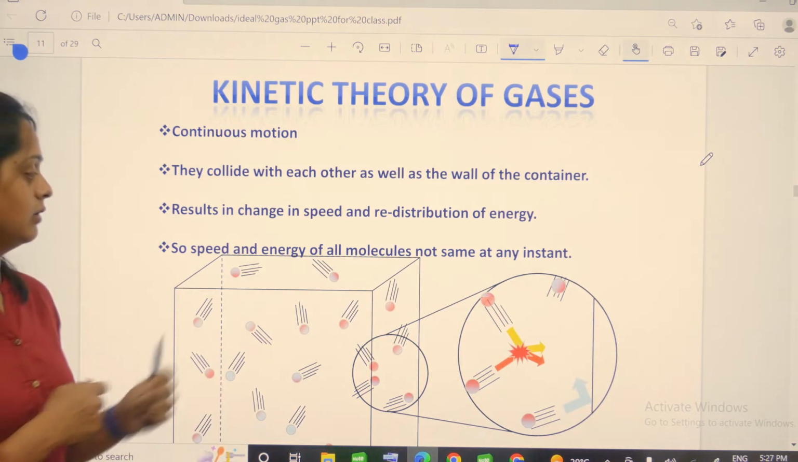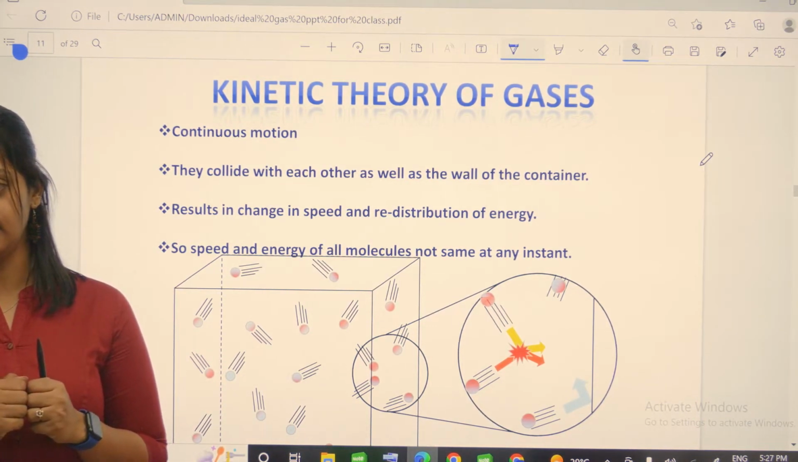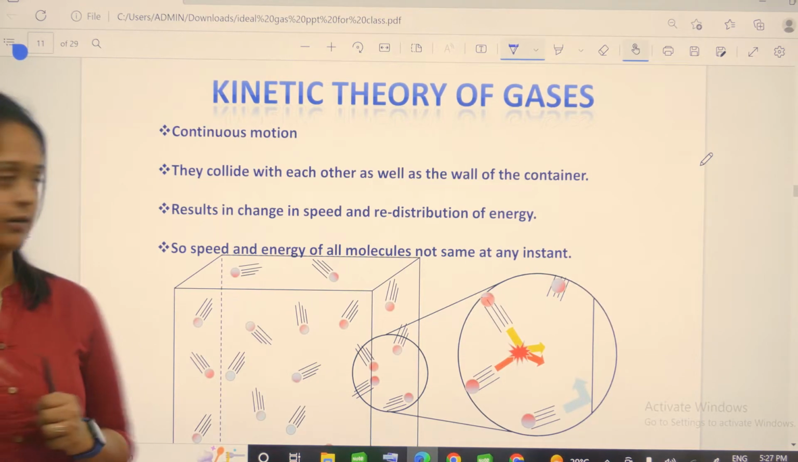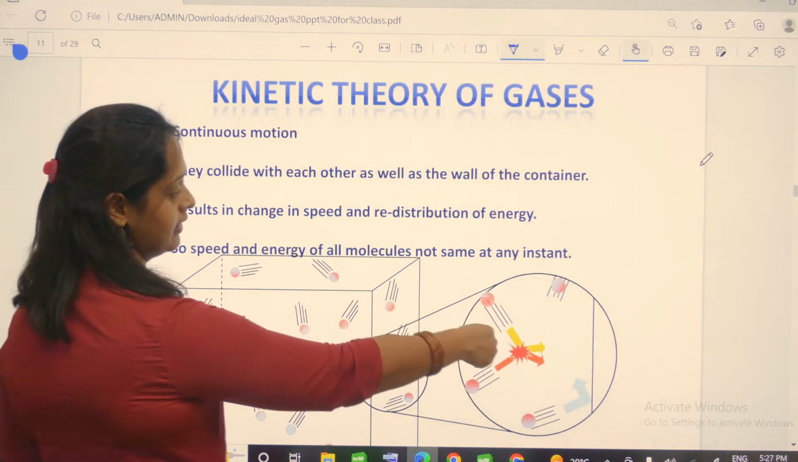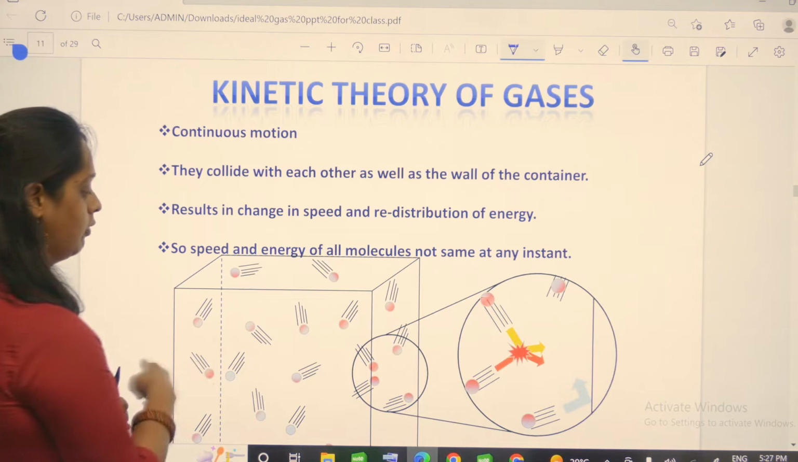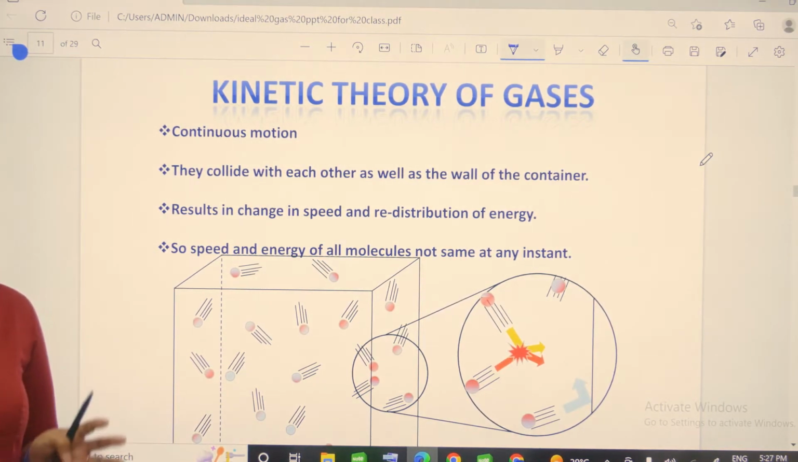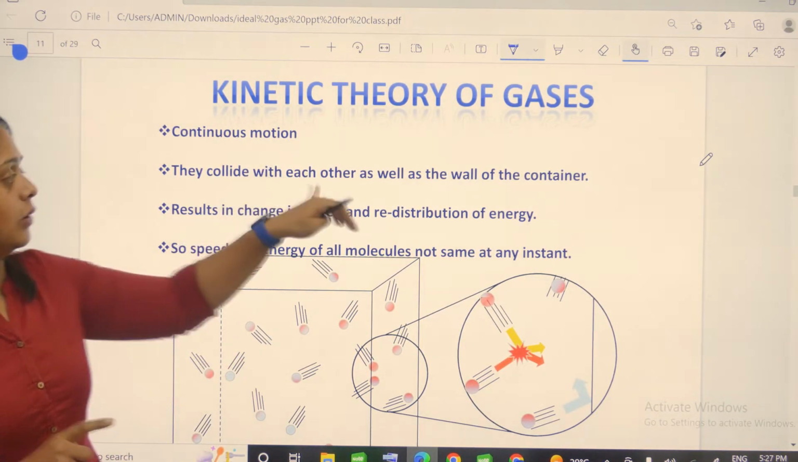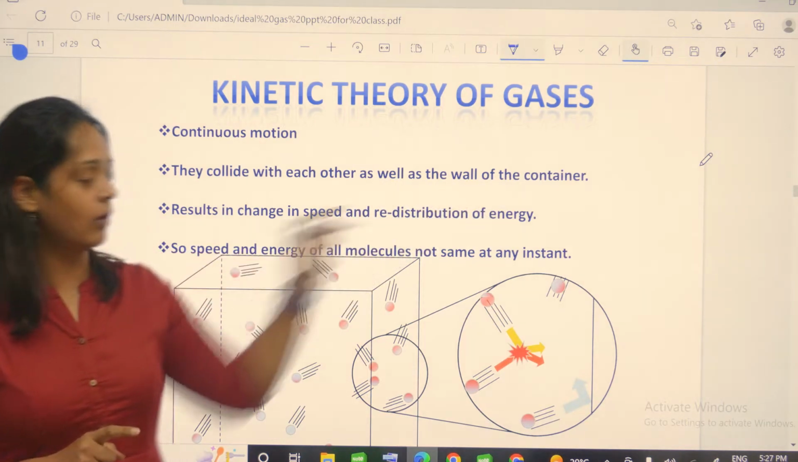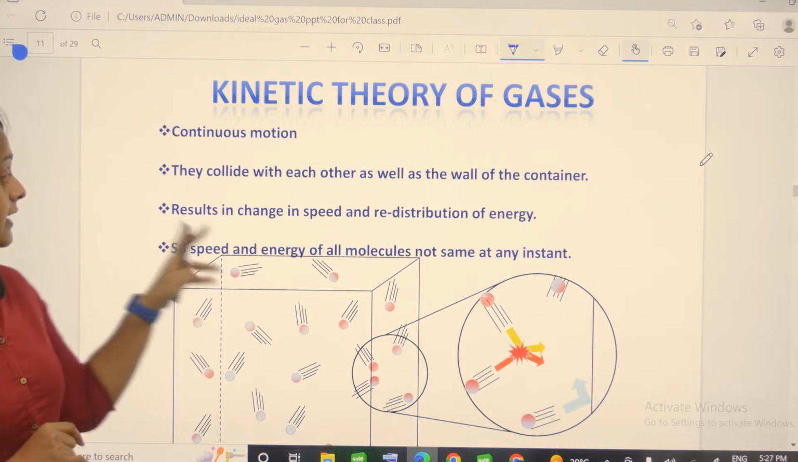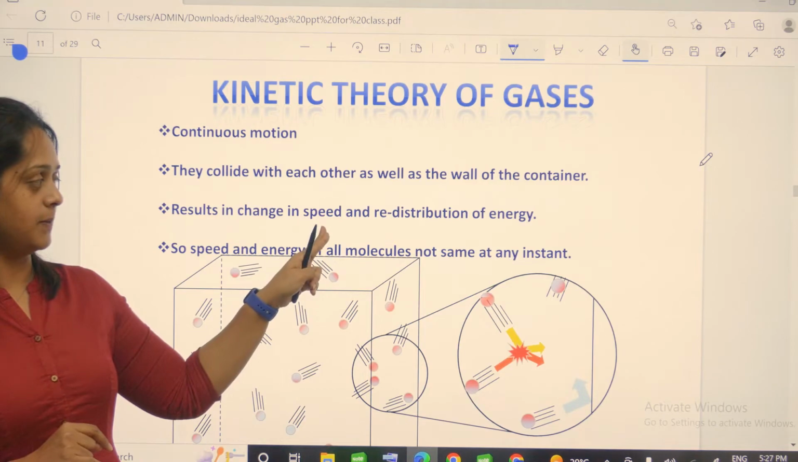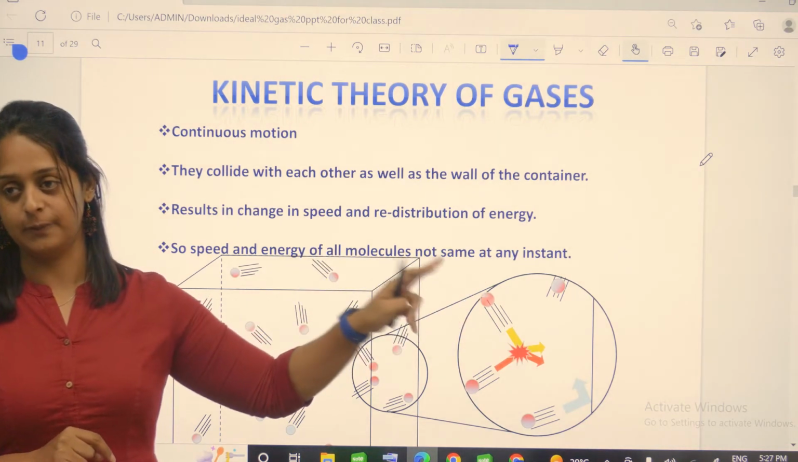What is the second thing I know? They collide with one another as well as with the walls of the container. So they are going to be colliding with each other and with the walls of the containers as well. That will result in change in speed and redistribution of energy.